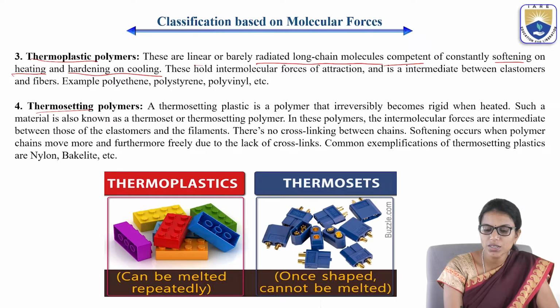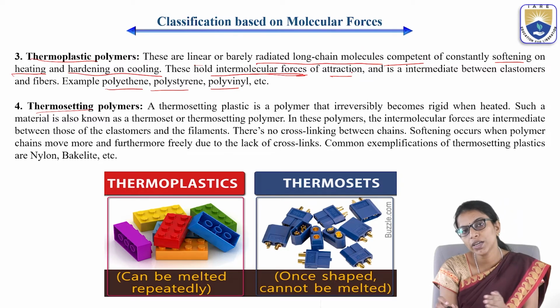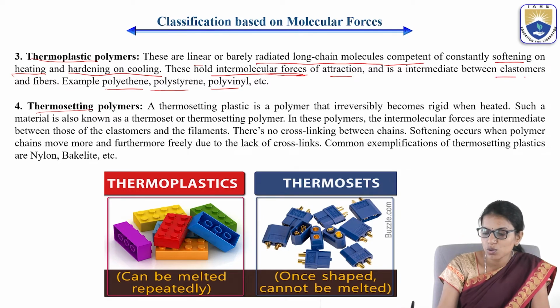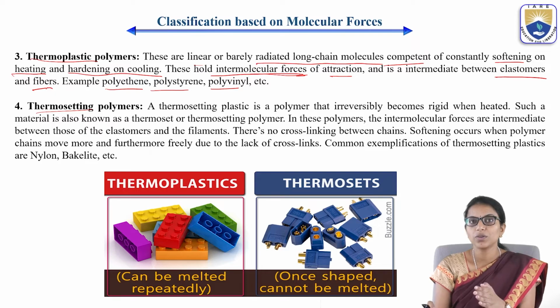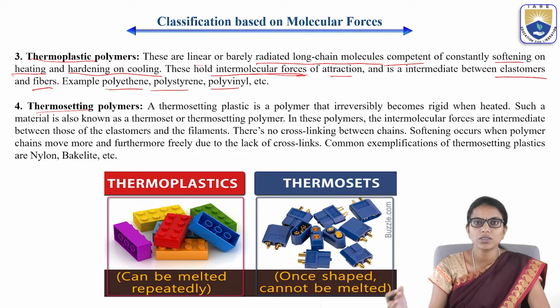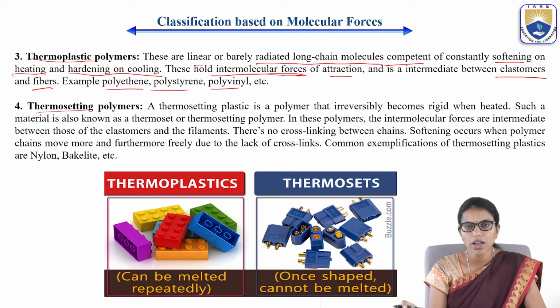For example, polyethylene, polystyrene, and polyvinyl chloride. These thermoplastics hold intermolecular forces of attraction that are in between the elastomers and fibers. That means they are not that weak and not that strong either, so they come under the intermediate between the elastomers and fibers.